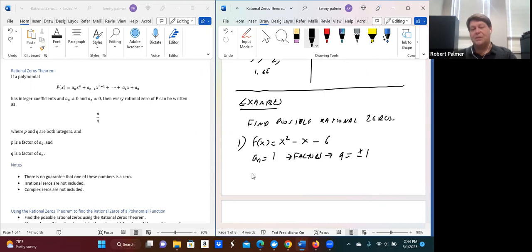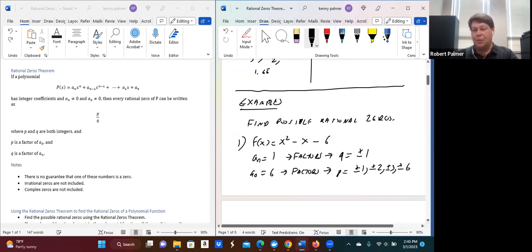That's a simple one. Now, a0 is the constant, which is 6. The factors of it, that's what p is. Once again, this is q, this is p. The factors of 6 include plus or minus 1. I'm putting plus or minus, since even these could be positive or negative. Other factors of 6 are 2, 3, and 6. Each one could be positive or negative.